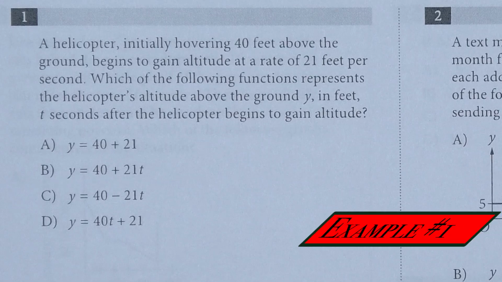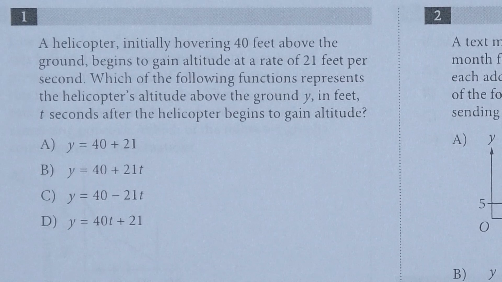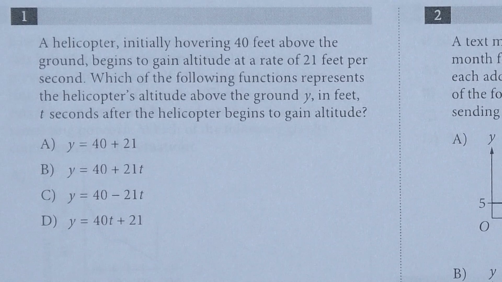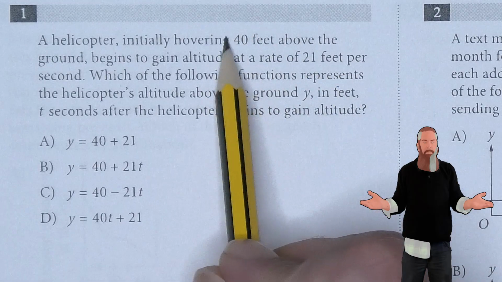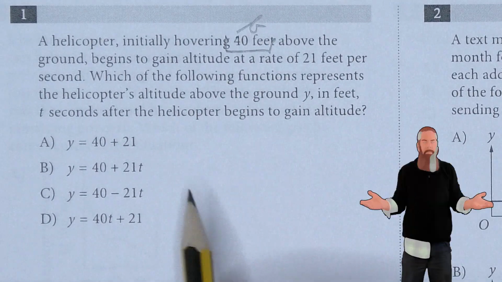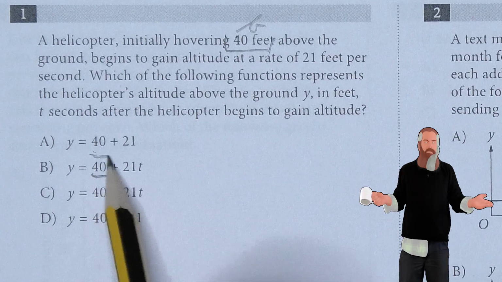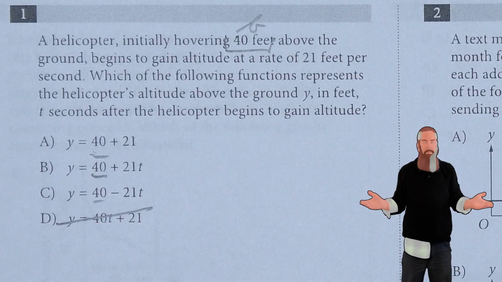A helicopter initially hovering 40 feet above the ground begins to gain altitude at a rate of 21 feet per second. Which of the following functions represents the helicopter's altitude above ground y in feet t seconds after the helicopter begins to gain altitude? So we start out with this hovering at 40 feet. This is our B value. So 40 should be an all by itself number, which it is in all three of these cases, but we get to eliminate B as an answer.